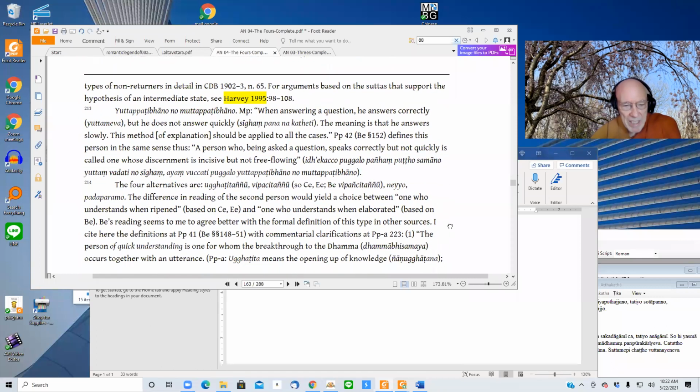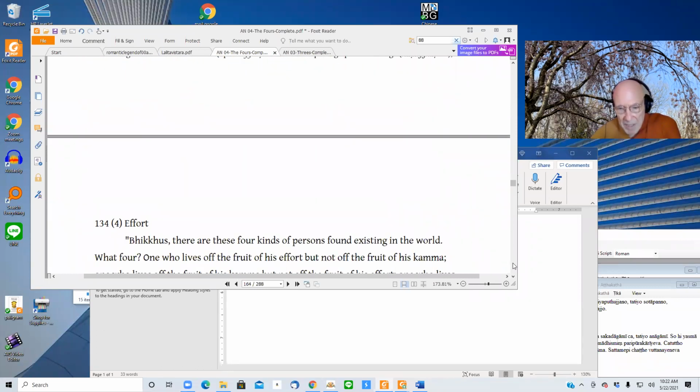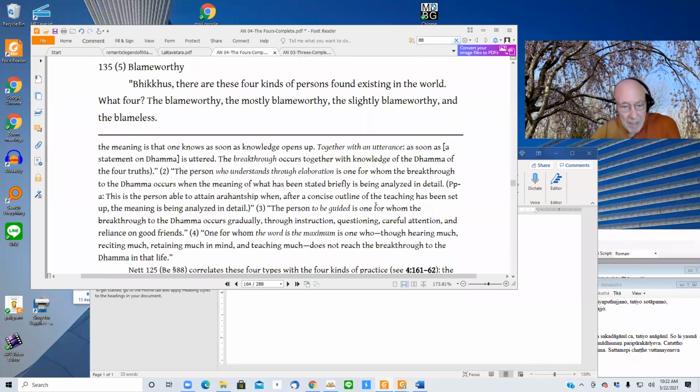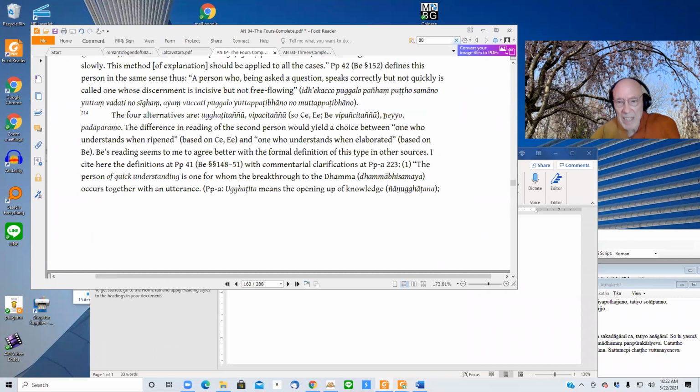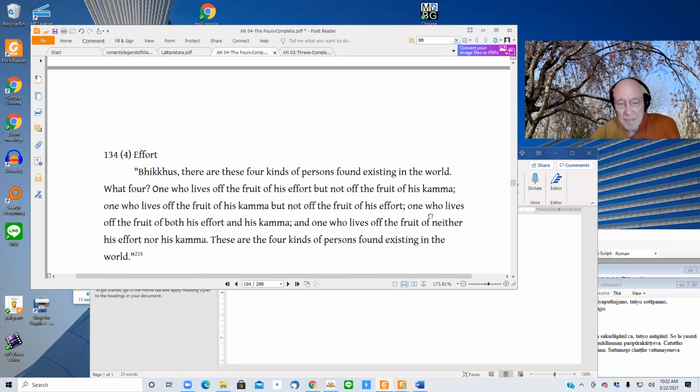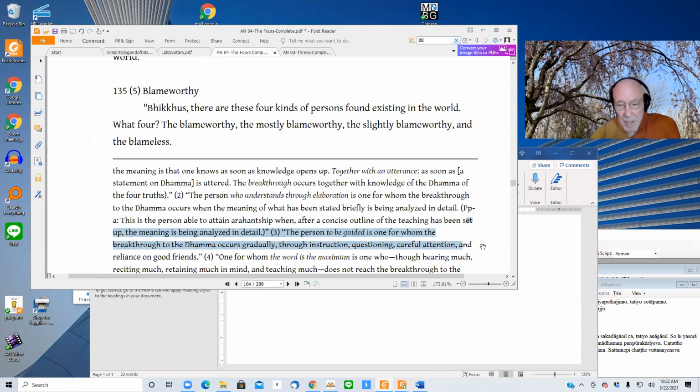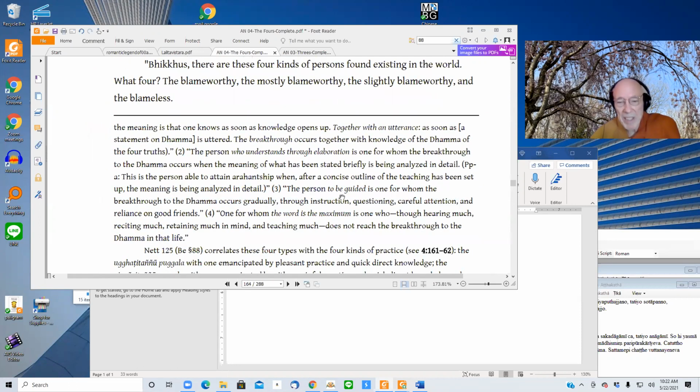The third type of person is called Neyya, a person who has to be led or has to be guided. And so this is said to be the kind of person for whom the breakthrough to the Dhamma occurs gradually through instruction, questioning, yoniso-manasikara, that's careful attention, and reliance on good friends. And it should also be added here that this is the person who gains the breakthrough through practice.